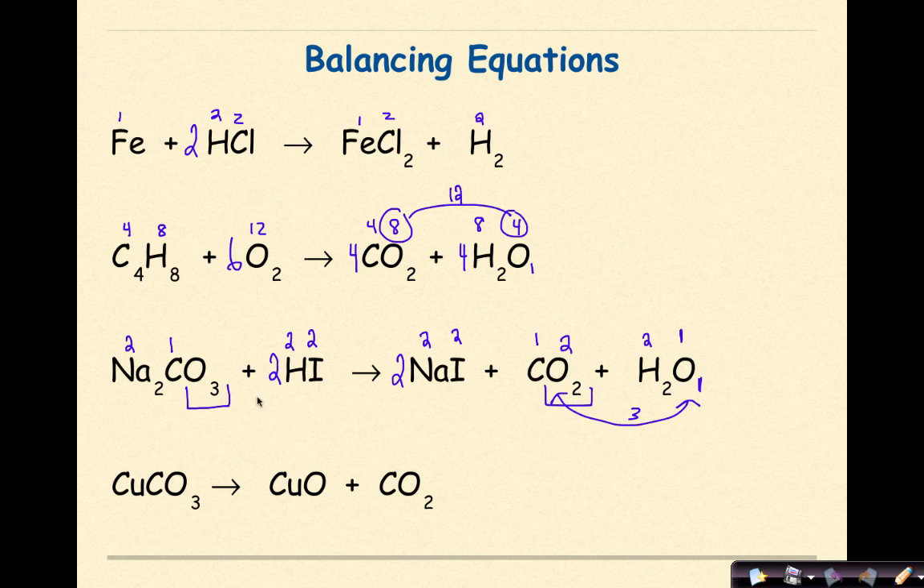So even though this problem looks complicated to balance, if you take your time and you're methodical about it, it should be pretty straightforward. Let's look at the next one. 1 Cu, 1 Cu, 1 carbon, 1 carbon, 3 oxygens. We have an oxygen here and 2 oxygens here. Hey, that's already balanced. We don't need to do anything to the coefficients here. We just leave it as it is.